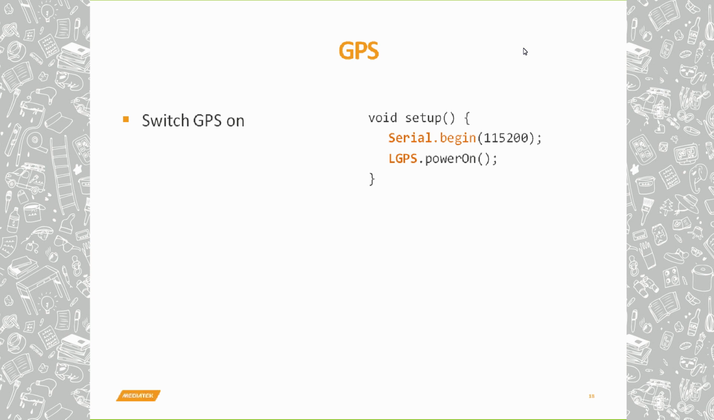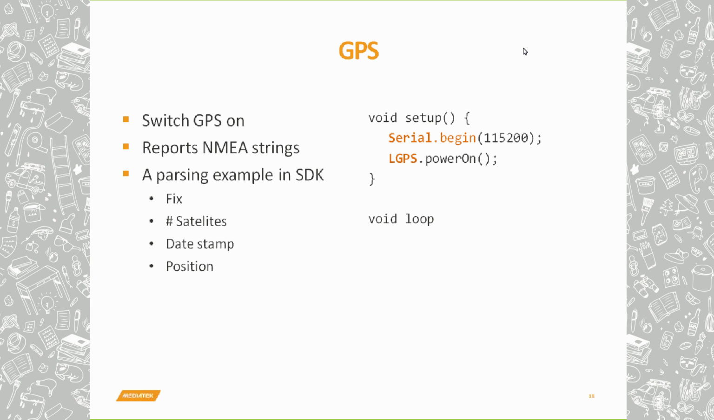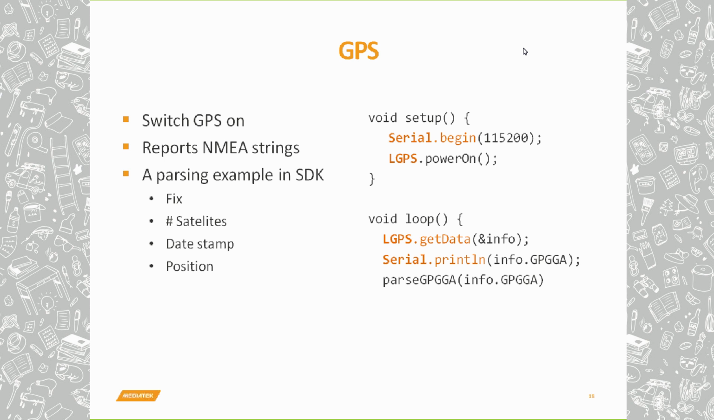At any stage you can switch it off again by calling LGPS.powerOff. So if you just want to get a fix, like on a daily basis, you just want to know where the device is, you just quickly switch it on, wait till you have a position, and then you switch it off again. Next, to read out the location, you get these NMEA strings. So what you have to do is call LGPS.getData, and you pass on a structure, the info. And in that info structure, you get different NMEA strings.